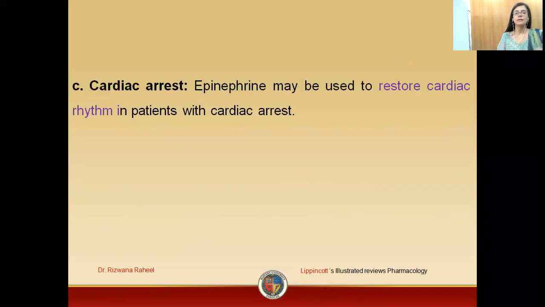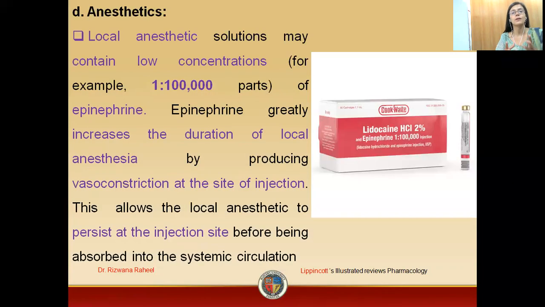Now coming towards cardiac arrest. This is a drug of choice which restores the cardiac rhythm because of its receptor activity. Now coming towards the anesthetic uses, this is the drug which we use in combination with anesthetics. You can use this epinephrine with local anesthetic for injections, for the topical administrations. This local anesthetic solution contains a lower concentration of epinephrine.